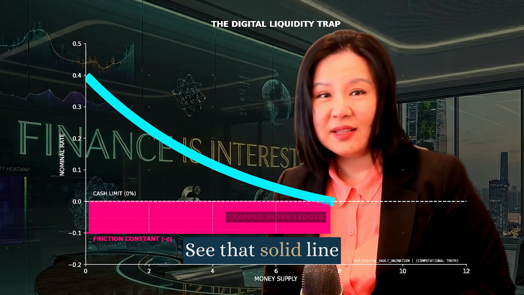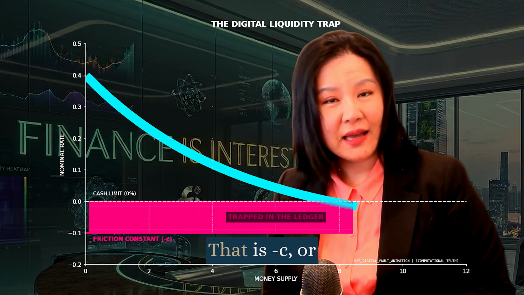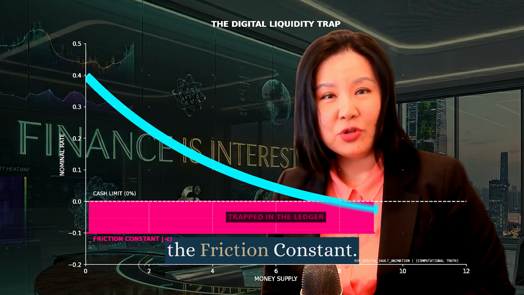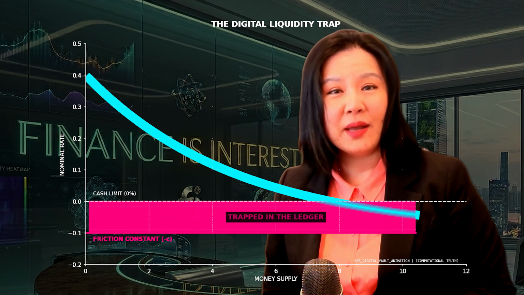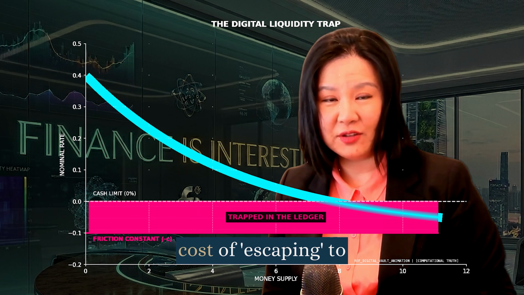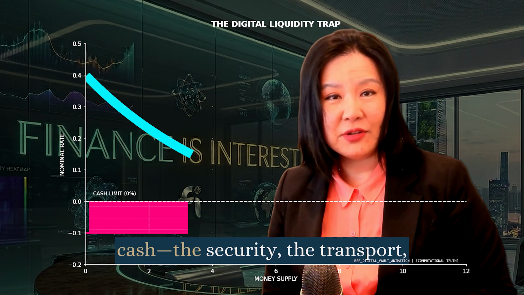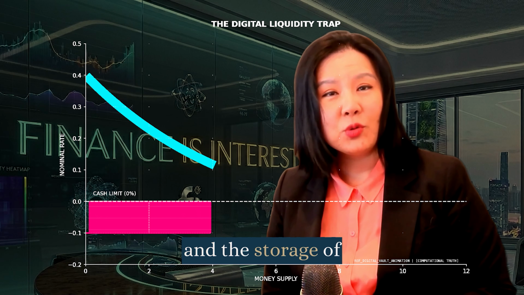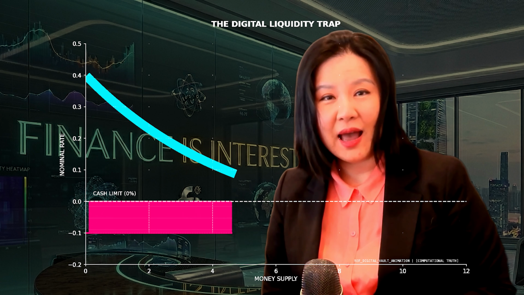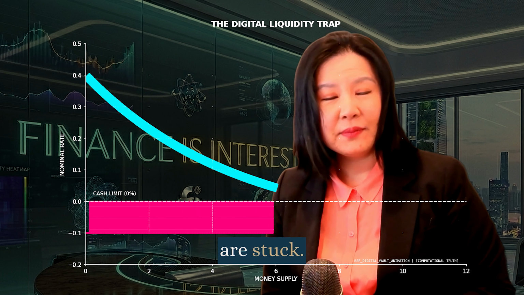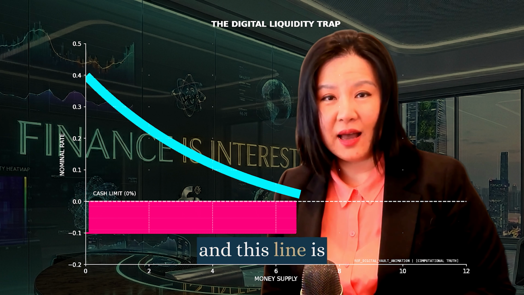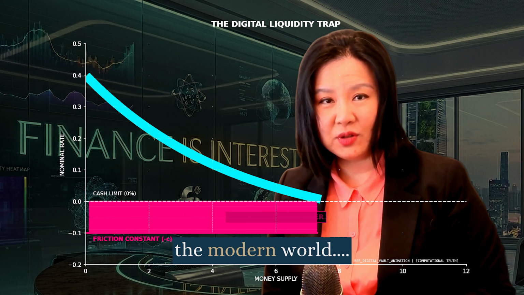See that solid line at the very bottom? That is minus C, or the friction constant. This is the most important number on the screen. It represents the literal cost of escaping to cash, the security, the transport, and the storage of physical bills. As long as the bank charges you less than this cost, you are stuck. The distance between zero and this line is the exit tax of the modern world.